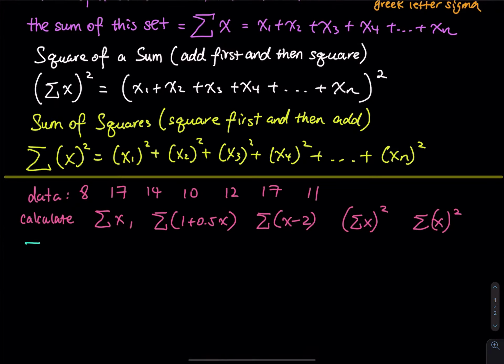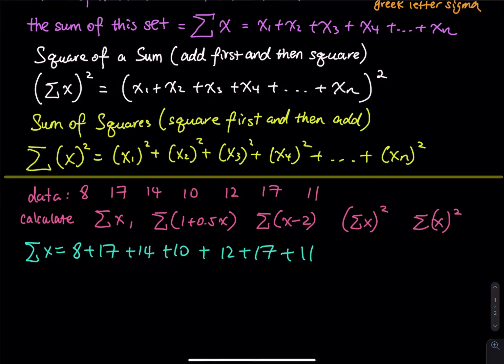So the sum of x equals 8 plus 17 plus 14 plus 10 plus 12 plus 17 plus 11. So 8, 17, let me make sure I did not miss any numbers. 14, 10, 12, 17, 17, and 11. So the sum is equal to 89. So that is the sum of x. You just add every number up. And then the next one is the sum.